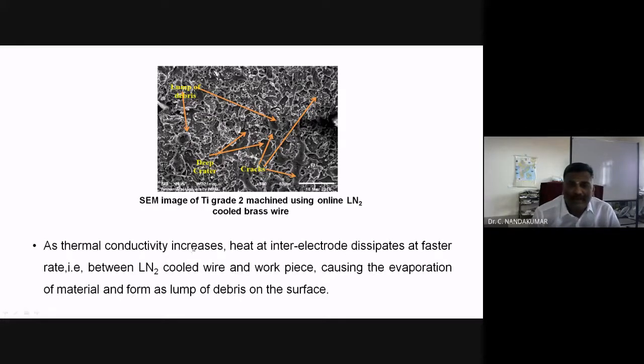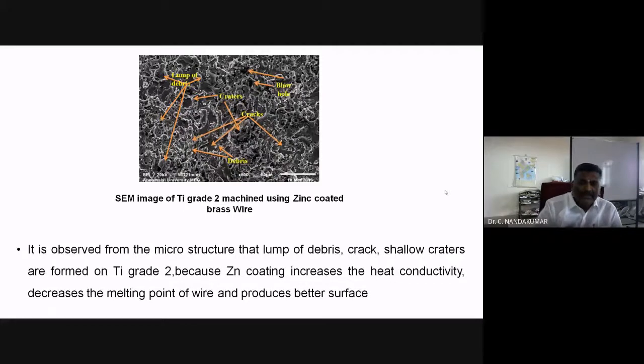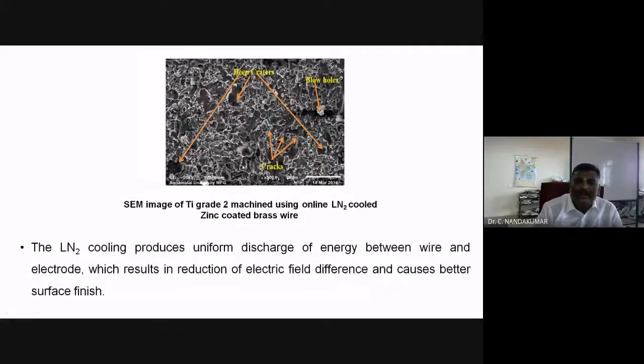As the thermal conductivity increases, the heat in the inter-electrode gap dissipates at a faster rate between the liquid nitrogen cooled wire and workpiece, causing the evaporation of material and forming a lump of debris on the surface. And the next image shows the zinc coated brass wire: lumps of debris, craters, cracks, blowholes and debris. And with liquid nitrogen zinc coated brass wire, deep craters, blowholes and cracks are formed.